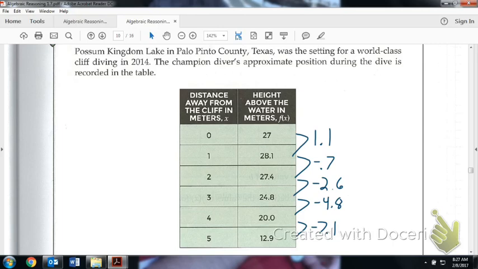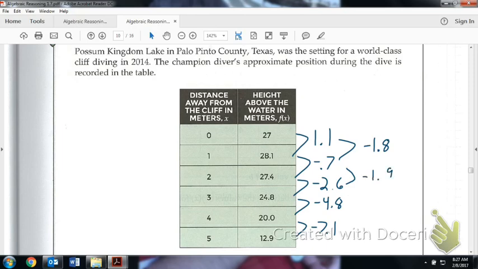So obviously this is not linear. The first difference is not the same. So let's try the second one. Negative 0.7 minus 1.1 is negative 1.8. Negative 2.6 minus negative 0.7. Don't forget to minus your negative. So that is negative 1.9.